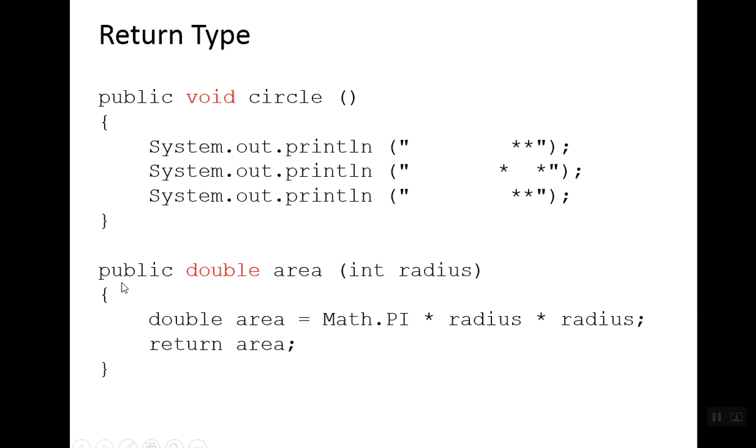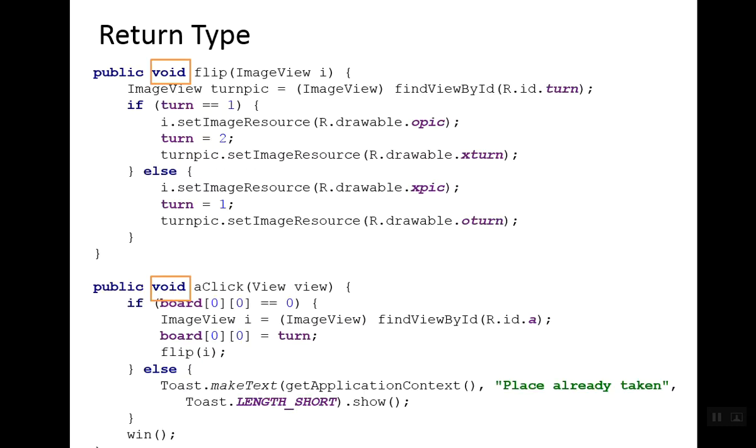In the second one, however, area, we have public double. And that means that a double will be returned. So the value that gets sent down will be a double. You can see if you read a bit further down, it goes double area, math, pi, radius, and so on. So there's clearly a double going on there. And then when I finally return something, I'm returning area, which was a double, which means that I have fulfilled what I stated I would do in my method signature.